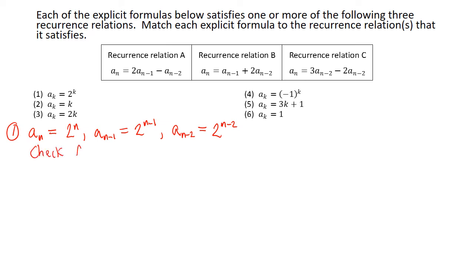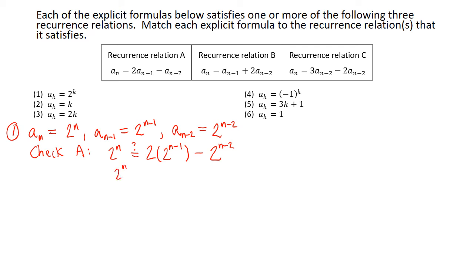So let's check A. Okay, so does 2 to the n, so I'm going to use a little question mark here, does that equal 2 times 2 to the n minus 1 minus 2 to the n minus 2? So you see I just plugged in the values that I just found for a n minus 1 and a n minus 2 into that recurrence relation. And then I put a question mark over the equal sign there because I'm not sure.